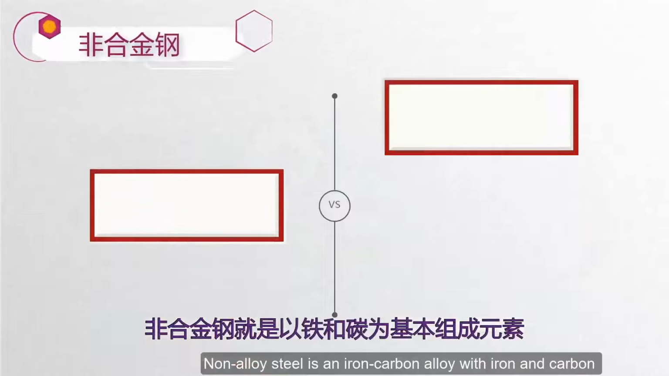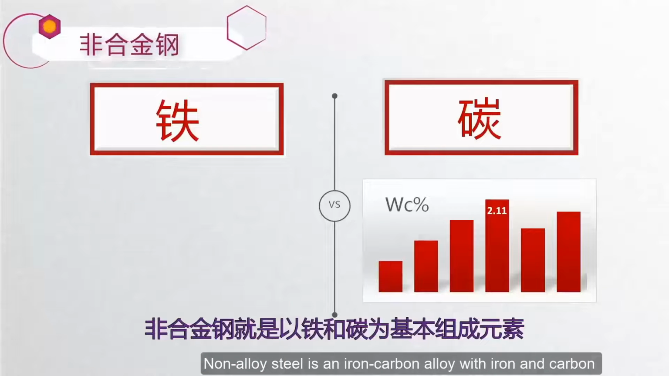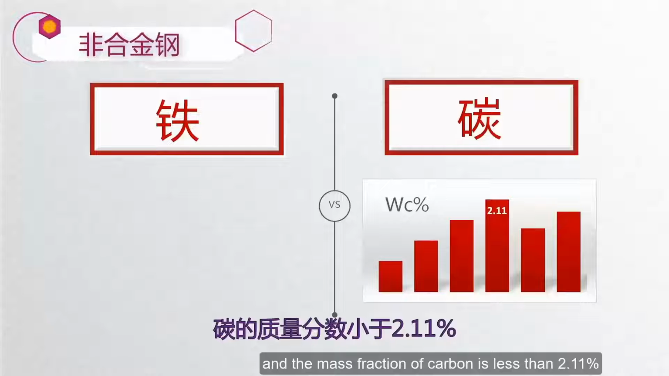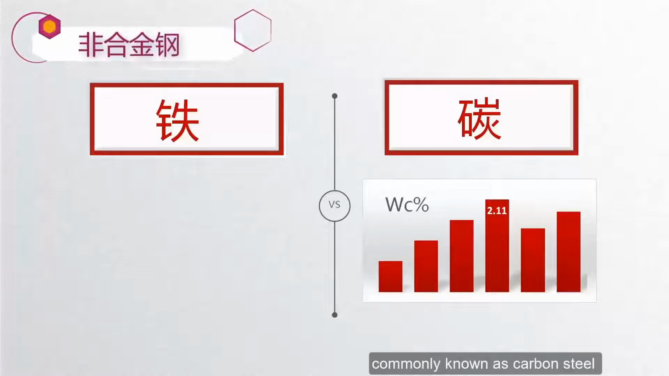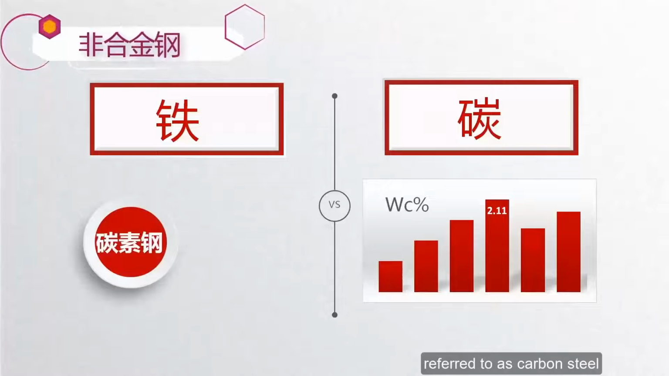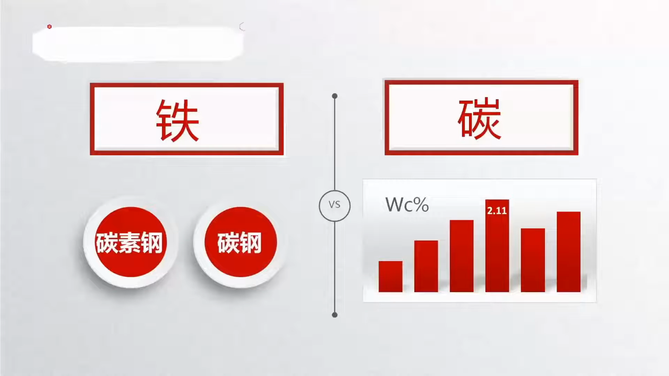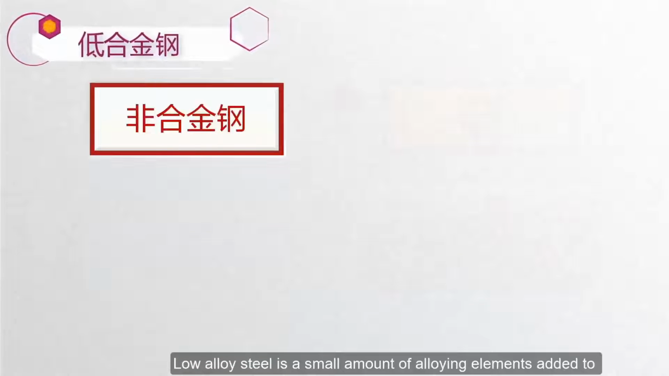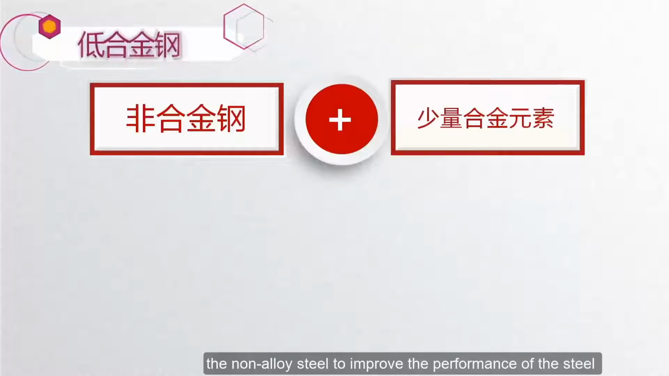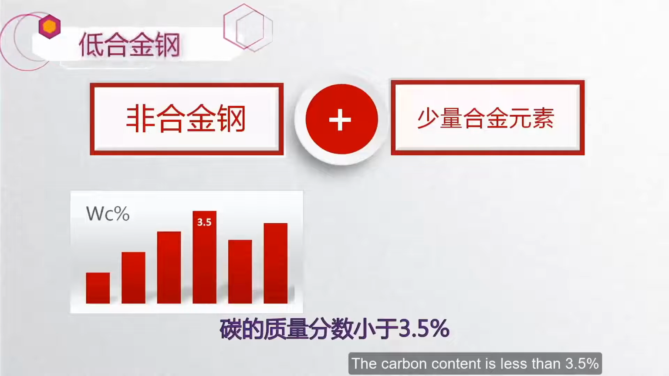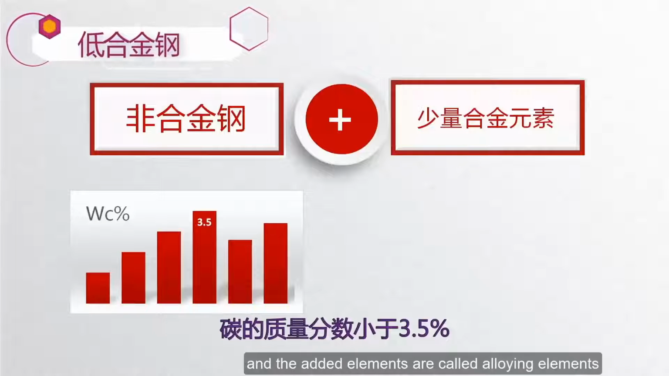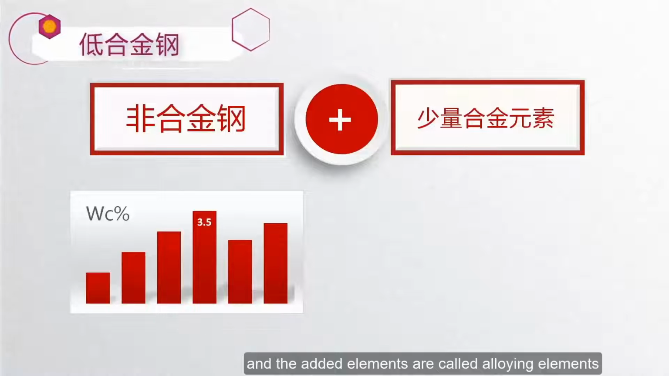Non-alloy steel is an iron-carbon alloy with iron and carbon as the basic elements, and the mass fraction of carbon is less than 2.11%. Commonly known as carbon steel, referred to as carbon steel. Low-alloy steel is a small amount of alloying elements added to the non-alloy steel to improve the performance of the steel. The carbon content is less than 3.5%, and the added elements are called alloying elements.